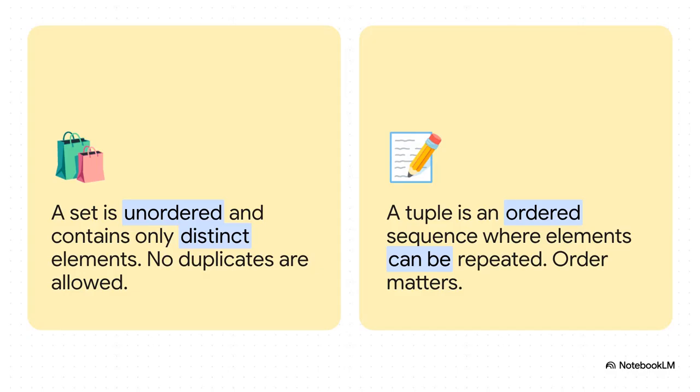So let's just put them side by side so this really sinks in. A set is like a bag of unique items. The order you pull them out doesn't matter. A tuple is like a specific combination. The order is critical. One is all about unique membership. The other is all about a specific sequence. Got it? Good, because these two are about to become very, very important.